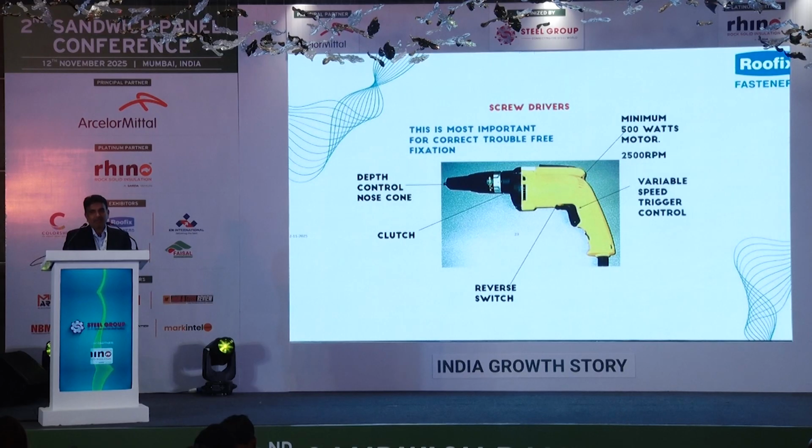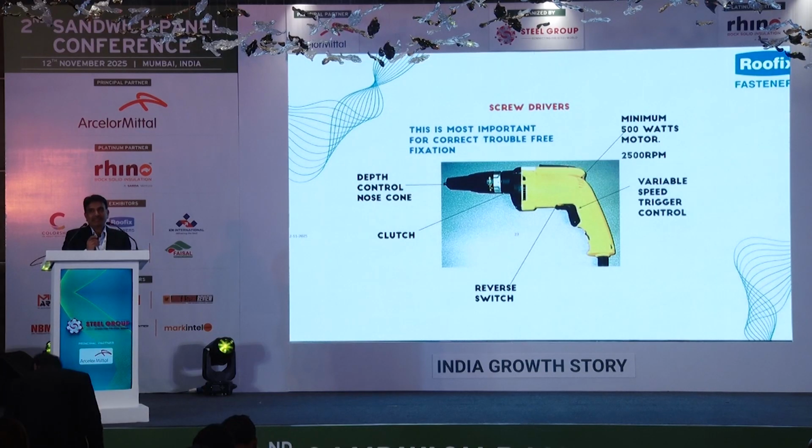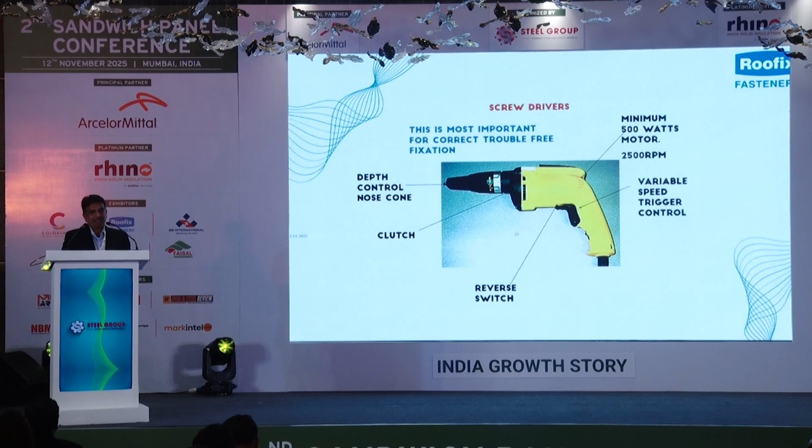Tools are very important when you use a fastener, because if you're using a tool which is not right, the installation will not get done properly. The screw gun which they use should have a 25,000 RPM speed. It should have reverse and forward torque to be able to fix the fastener correctly.